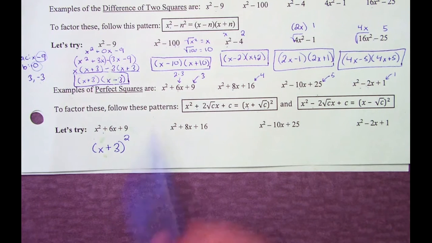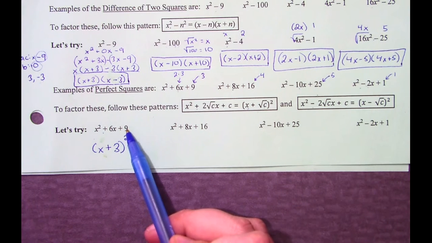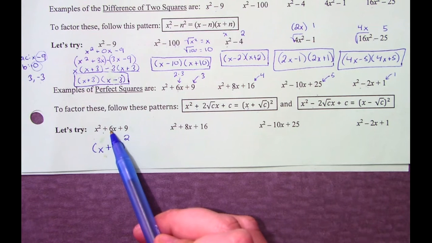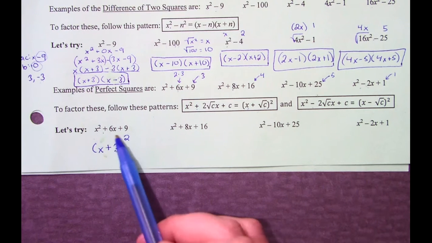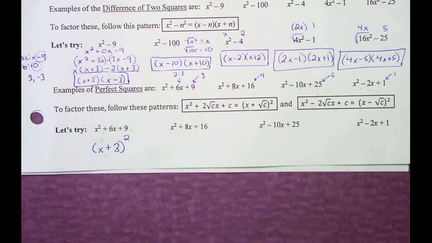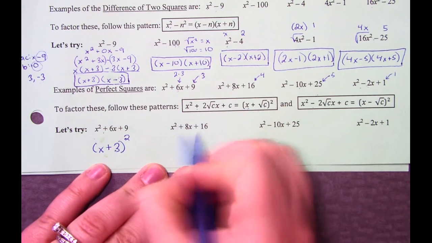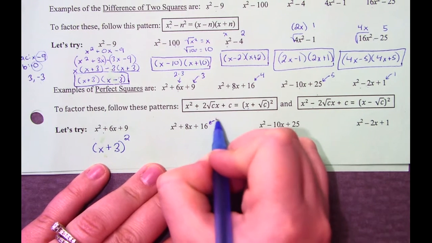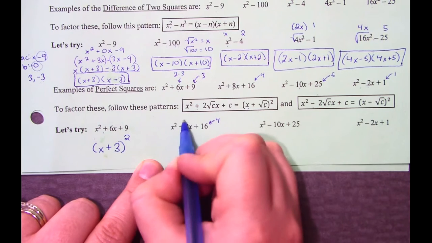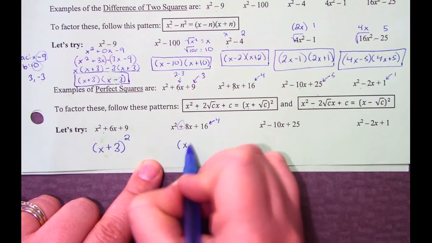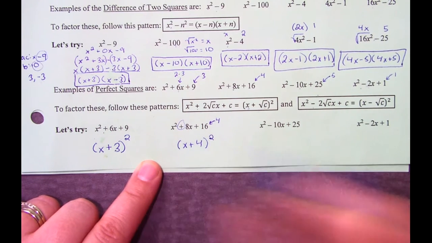And I know I can do that because the square root of 9 is 3, 2 times 3 is 6, which means this actually is a perfect square trinomial. It's a trinomial because there's 3 terms, and it's a perfect square because it's actually x plus 3 times x plus 3. For this one, the square root of 16 is 4, and that's a plus sign right there, so I'm going to do x plus 4 squared.